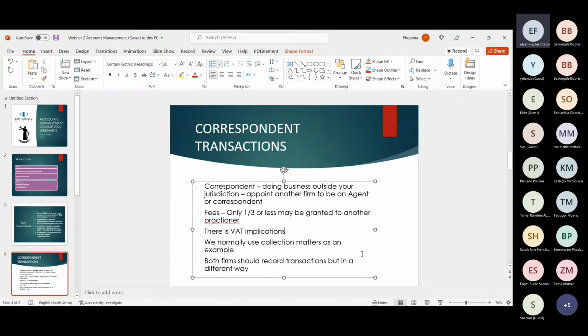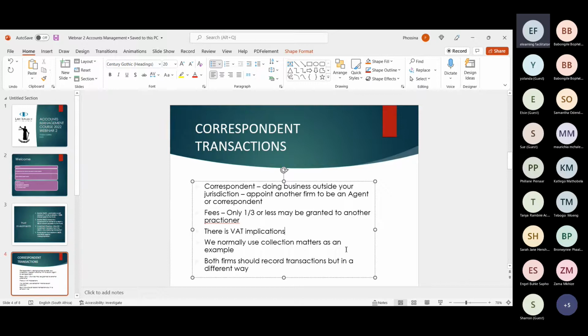Okay, so for our questions we normally use collection matters, because collection matters are easier to understand, so they become shorter. In my example, I've got a collection matter that I have set aside, and we'll go through it. We've got a correspondent who is collecting on behalf of the instructing attorney. Then we work it out and bring it into our books and ledgers, both the trust account and the business account.